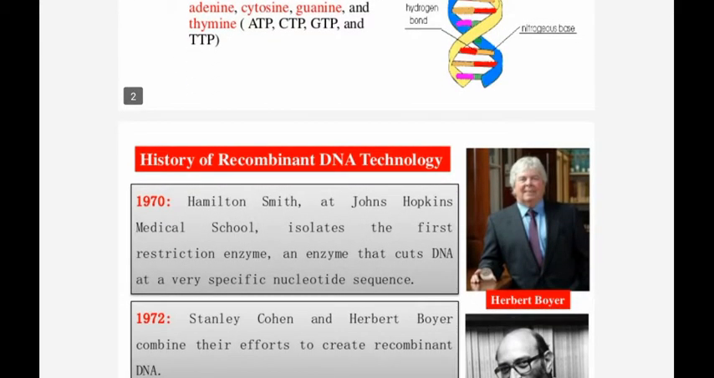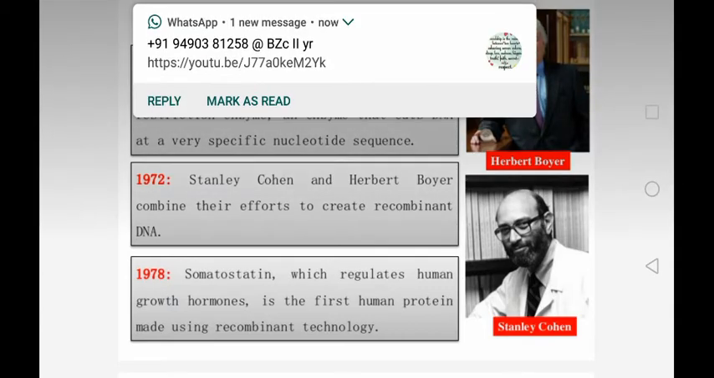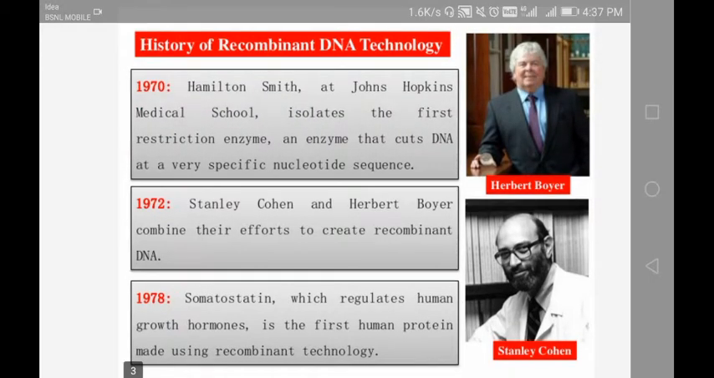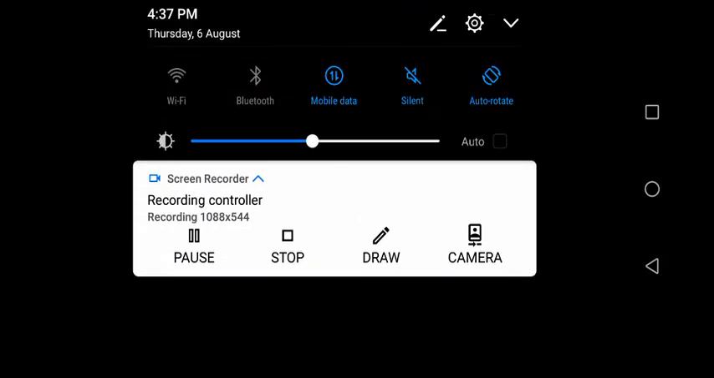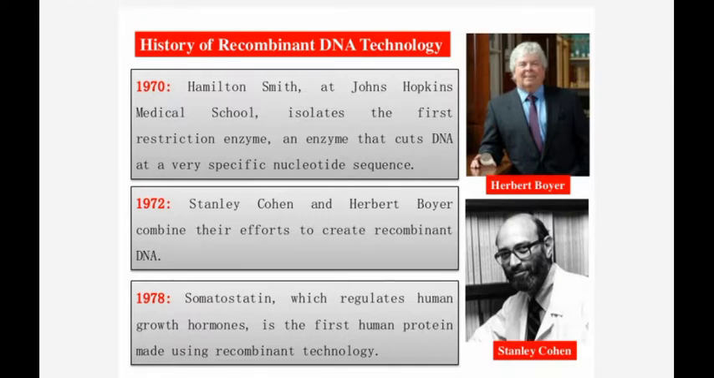Then recombinant DNA history. 1970, Hamilton Smith at Johns Hopkins Medical School isolated the first restriction enzyme, an enzyme that cuts the DNA at a very specific nucleotide sequence. 1972, Stanley Cohen and Herbert Boyer combined their efforts to create recombinant DNA.